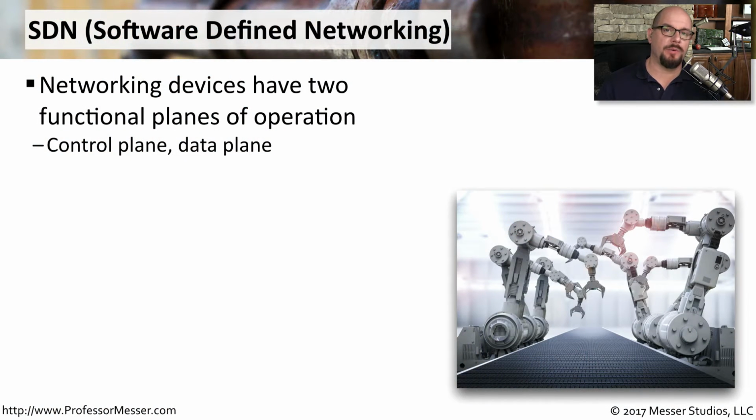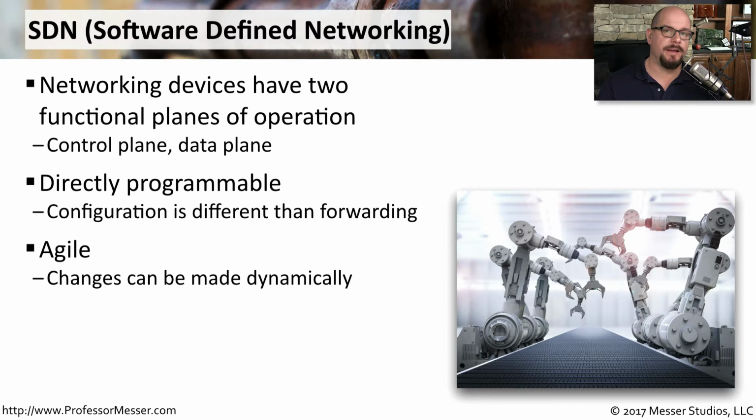With software-defined networking, we separate the functionality of our networking devices into two parts. There is a control plane and a data plane. The control plane is responsible for the configuration of the device, and the data plane is the part of the device that's doing the hard work, the one that's forwarding the frames or providing the firewalling function.